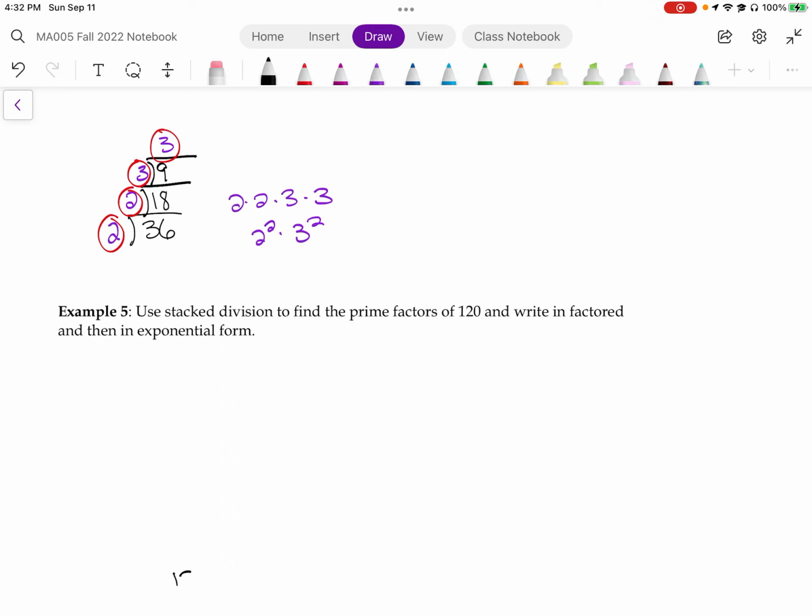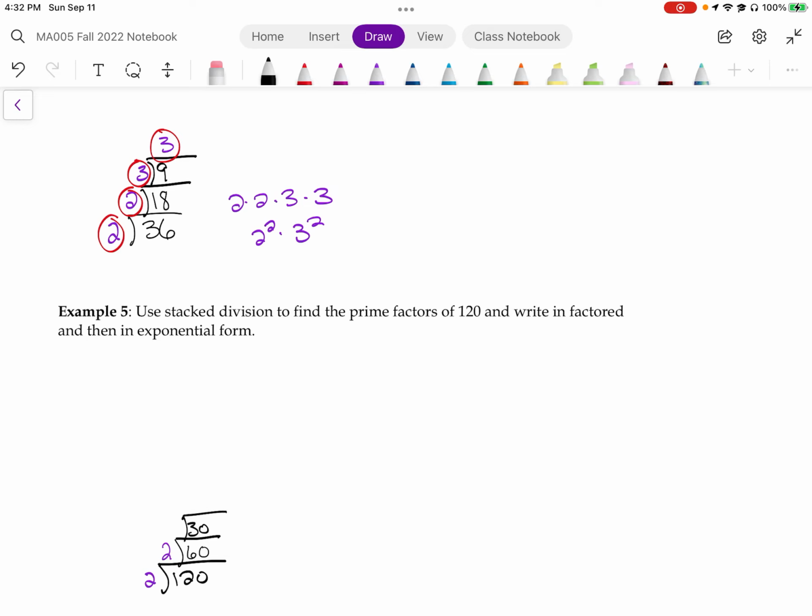So again, start down low. You've got 120 and I'm going to start with 2. So I put 2 in, divide by 2, and I get 60. Does 2 go in again? Yes, it does. And what do I get? I get 30. So 60 divided by 2 is 30.